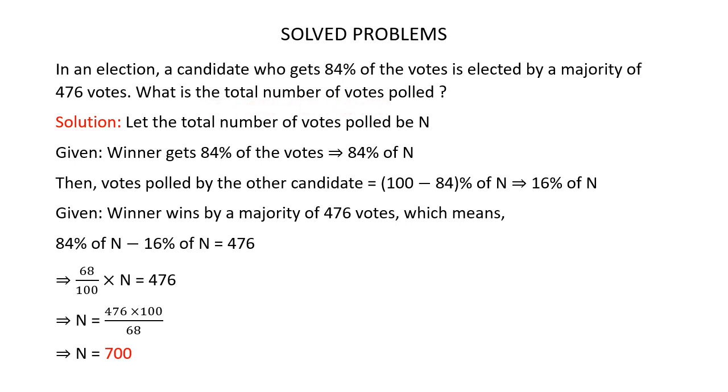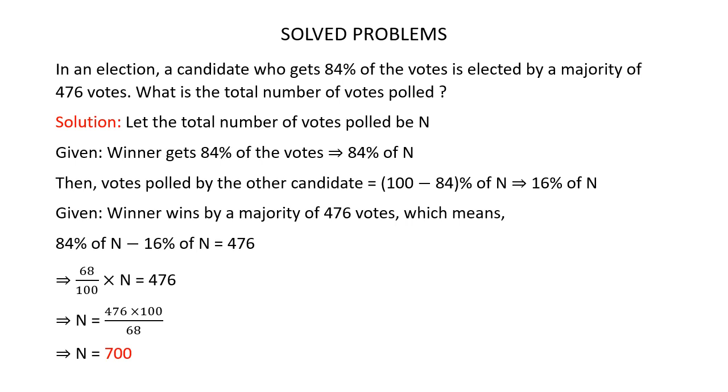So let the total number of votes polled be N. It's given that the winner gets 84% of the votes. So the winner gets 84% of N. So if the winner gets 84% of N, then the loser gets 16% of N. It's given that the winner wins by a majority of 476 votes. This means that the difference between the votes got by the winner and the loser is 476. So 84% of N minus 16% of N is equal to 476.